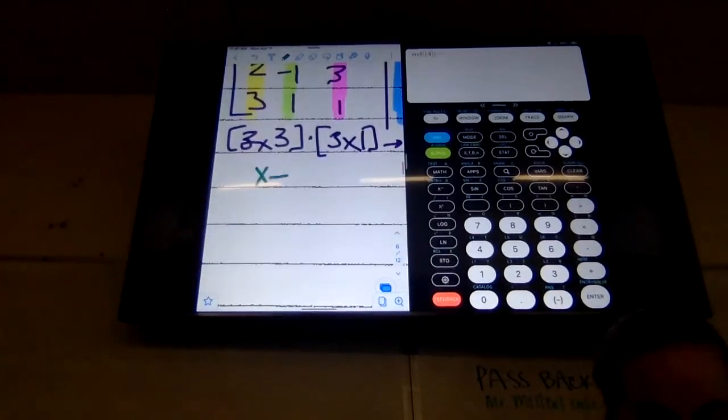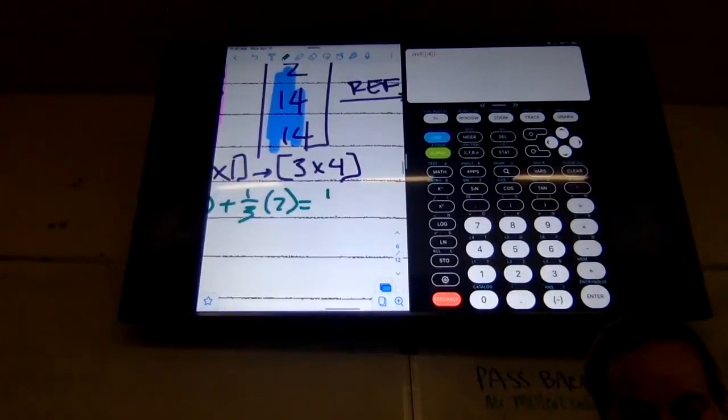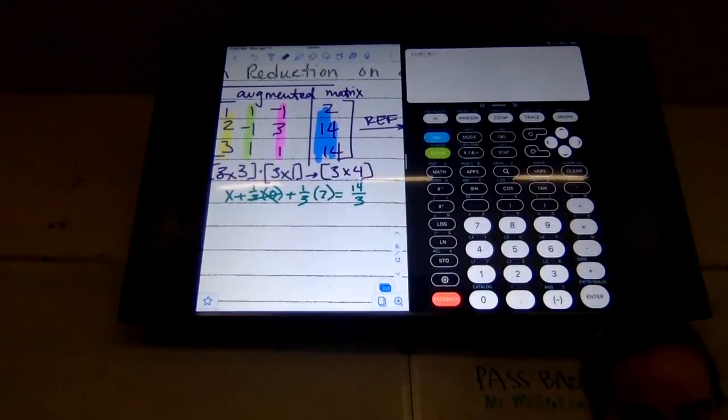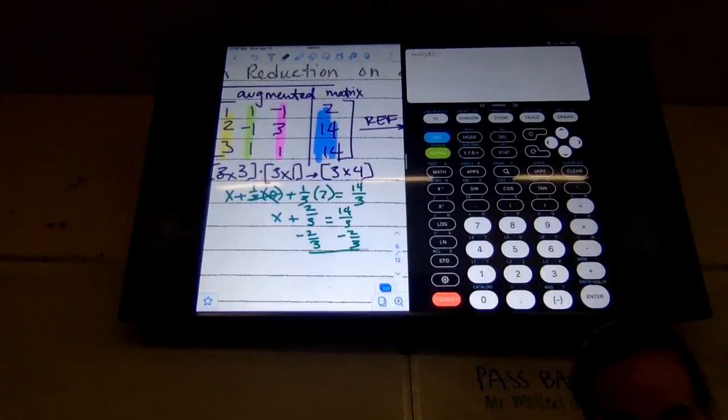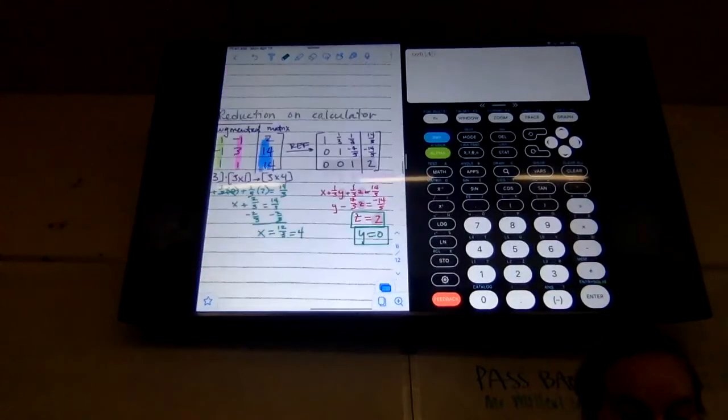So I've got x plus 1/3 times 0 plus 1/3 times 2 equals 14/3. What's 1/3 times 0? 0. What's 1/3 times 2? 2/3. So I've got x plus 2/3 equals 14/3. And then minus those 2/3 from both sides. 14/3 minus 2/3 is 12/3, which is just 4. Look how nice that was.